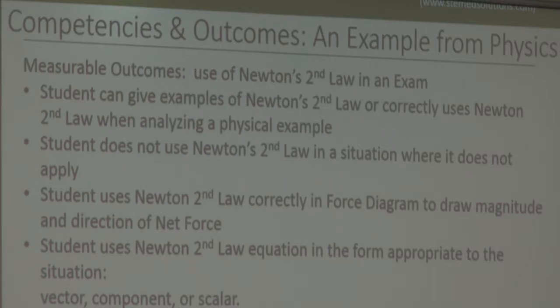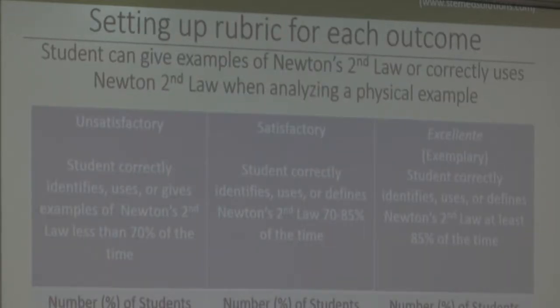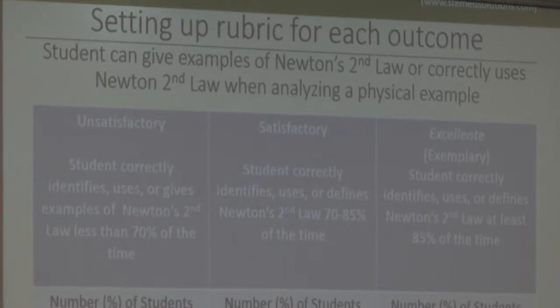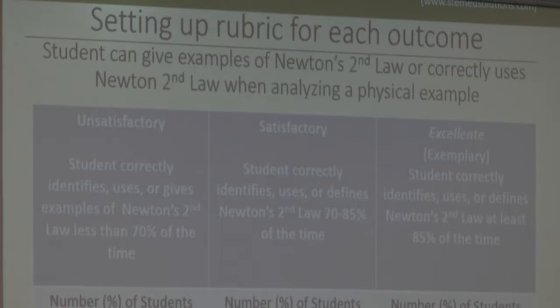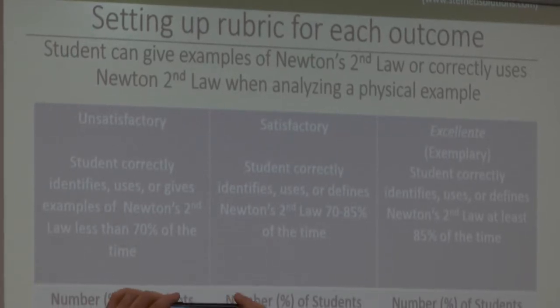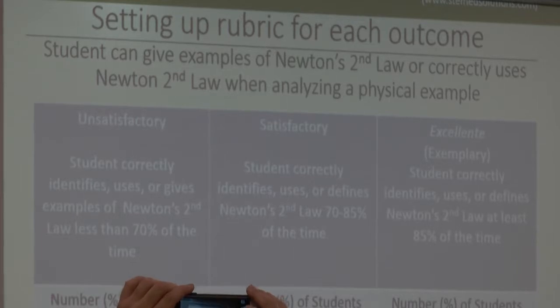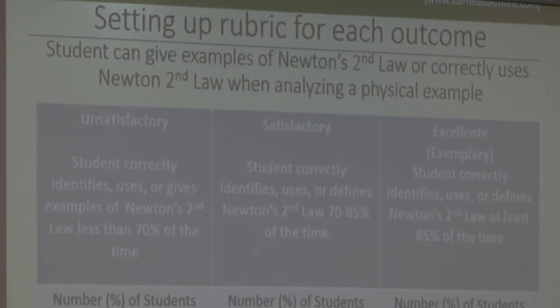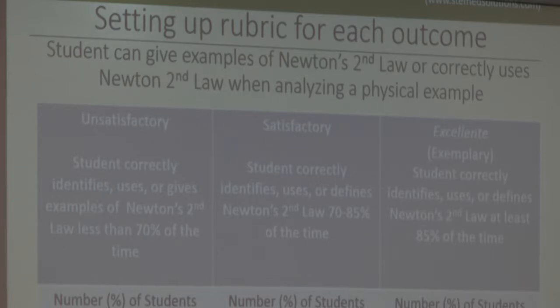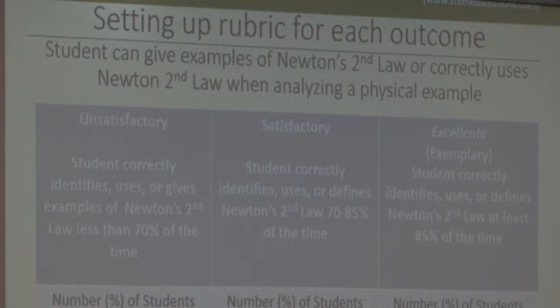So the competencies are basically like the hypothesis of your experiment. They identify what you're going to try to measure, and the outcomes are the actual measurements that you're going to make. Here's an example I might use: students can give examples of Newton's second law or correctly use it when analyzing a physics example. Now you can make your categories by grades, in terms of unsatisfactory, satisfactory, and excelente, or exemplary, and then you can set criteria for those.